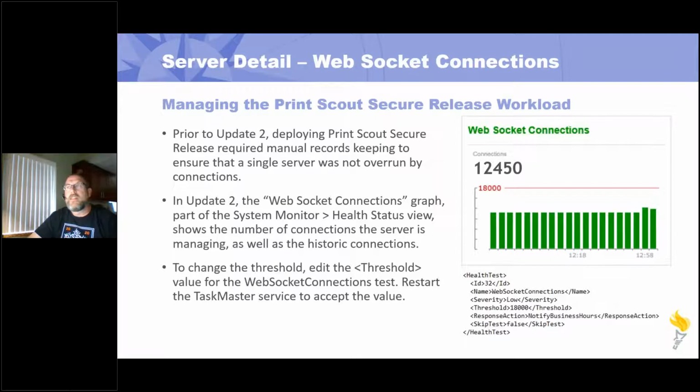Within the Print Center and the system management function, we now have a progress meter or a ticker of how many WebSocket connections there are for Print Scout Secure Release. Historically, when we added the ability to use the Print Scout to be the secure release endpoint at the workstation, management was, well, if you can write it down and track it that way, then that's how you can track it. And we really didn't have much of a tool set around the management of that function or to see exactly if you were overrunning the server with connections or not.